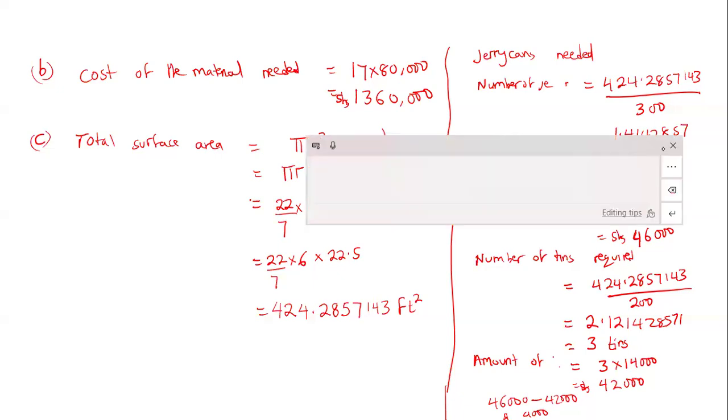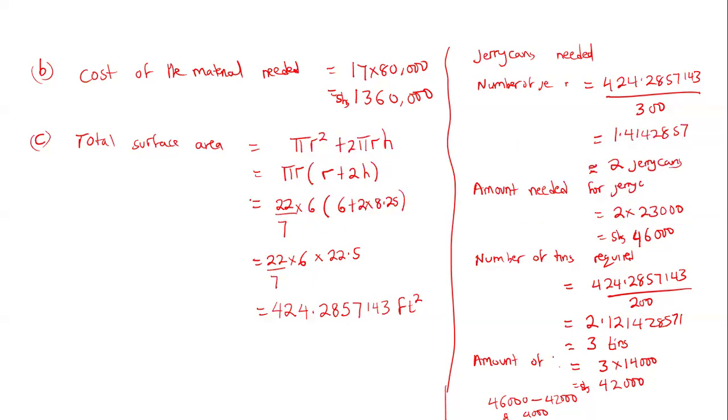Where we got the 3. Did you say yes? We got the 2.124? Can you please repeat that step? Remember, we had two options of using the tin and jerry cans. This is the area we want to paint, but every tin can paint 200 feet. So that's when we divided. On dividing, we got 2.1214.